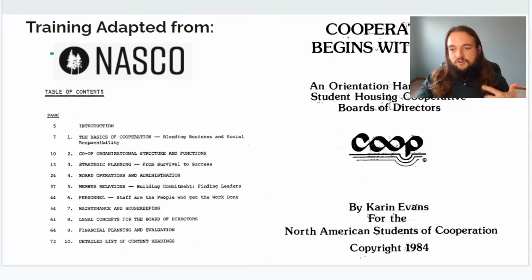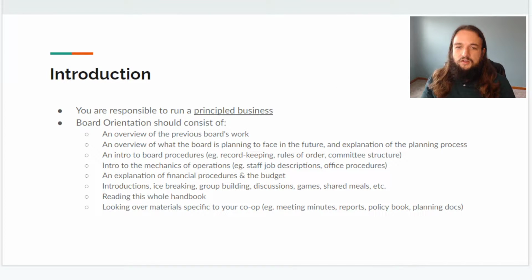this was adapted from NASCO, and we're going to focus on chapters 1 and 2 of this binder that I just showed you. And here's the handy dandy cover that I scanned as well. It's important to read this off as I go, so forgive me as I read.